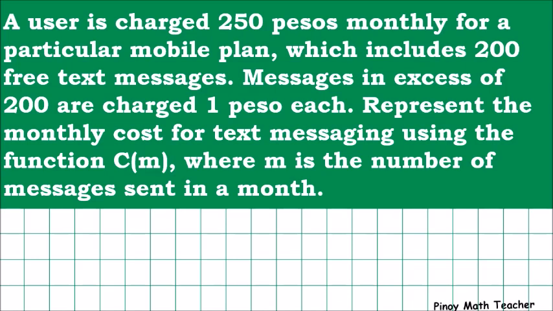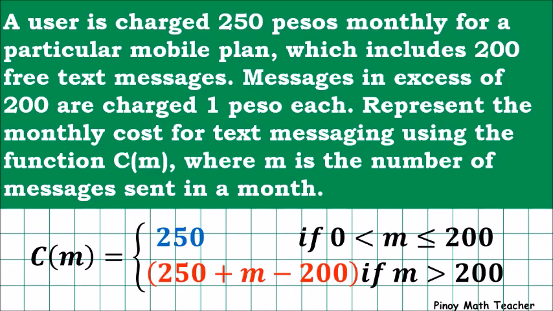So, gamit ang piecewise function, okay, C of M, that is equal to 250 kung, so 250 lang daw kung M is greater than 0 but less than or equal to 200. So, nag-set dyan ng restriction na 250 pesos lang babayaran mo kung ang M or yung number of text messages ay hindi lalagpas ng 200. Pwedeng umabot ng hanggang 200 pero hindi pwedeng lumagpas.